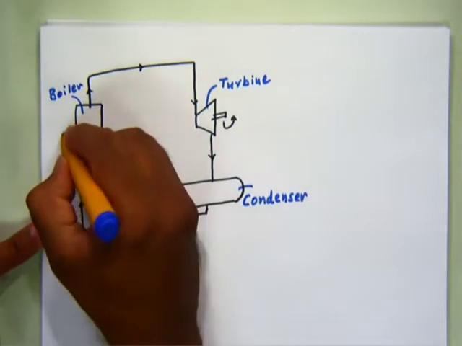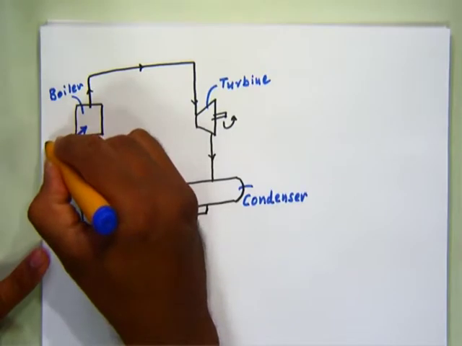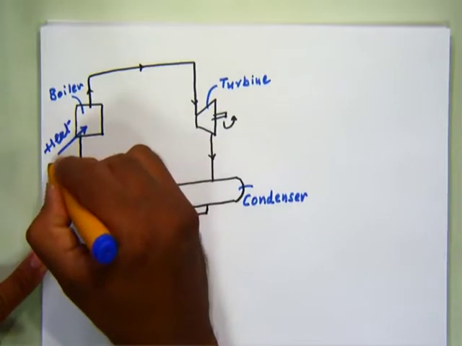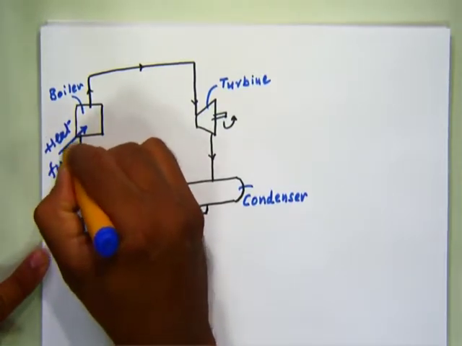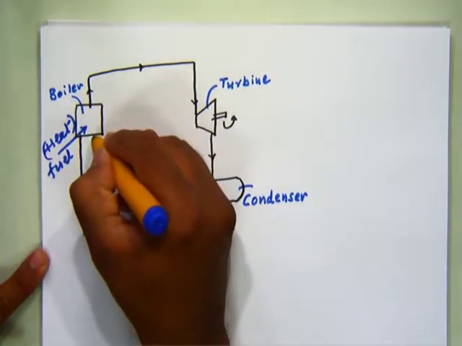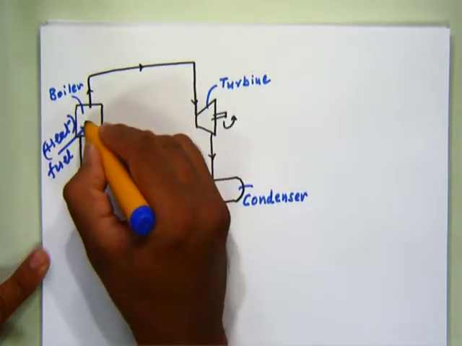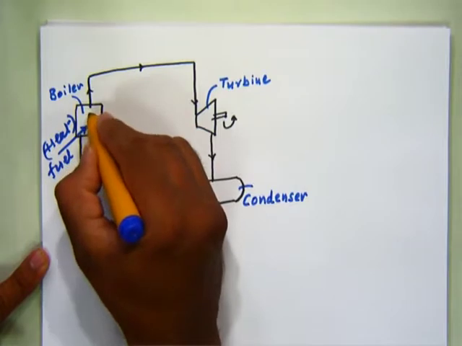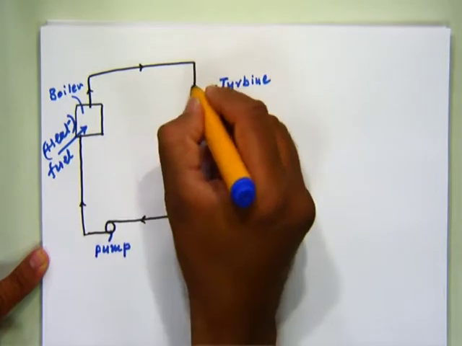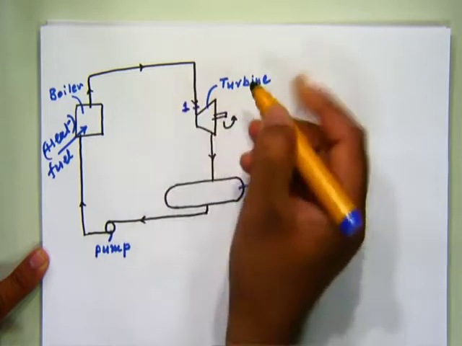What happens in boiler? We are supplying the heat. How is that heat supplied? Basically that is fuel we are supplying. Also there is water and air supplied. Combustion of fuel takes place, generating the steam. High pressure, high temperature steam leaves the boiler and enters into the turbine. Let us say this is point 1.